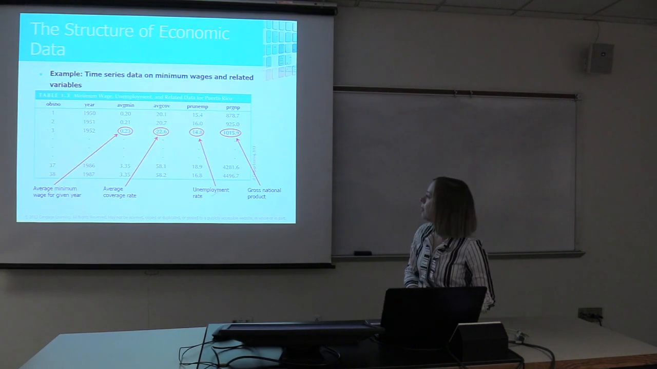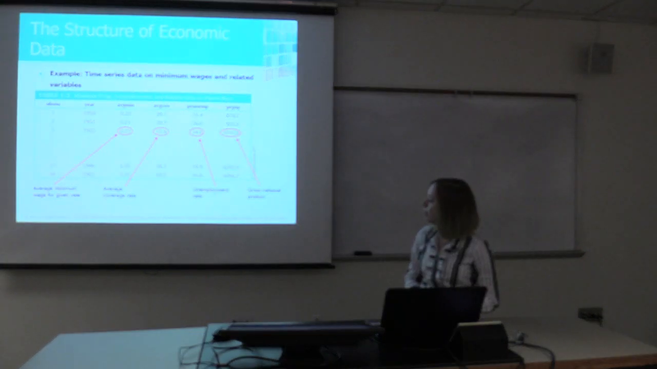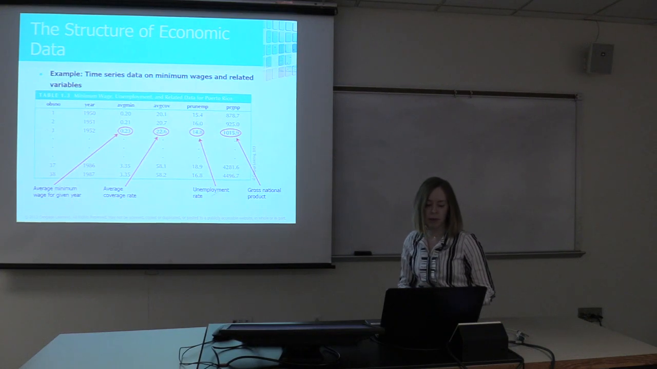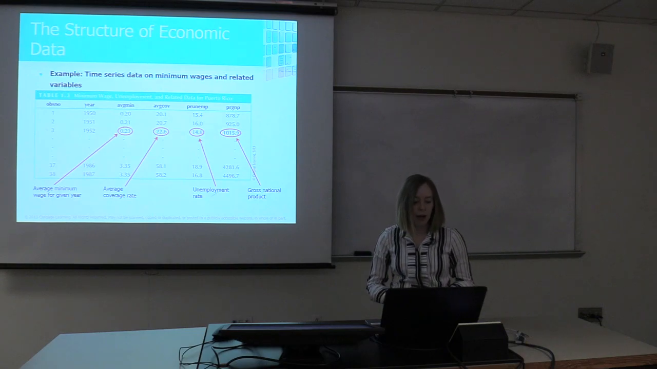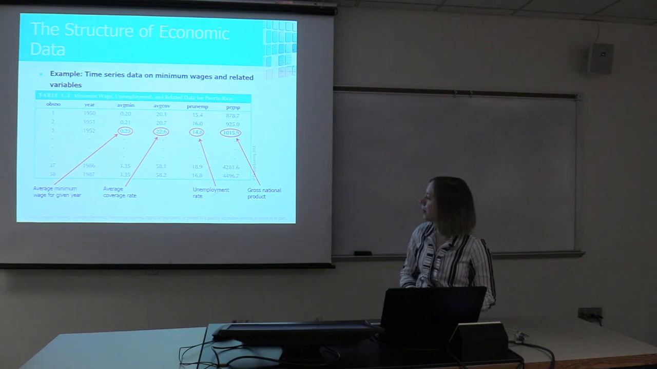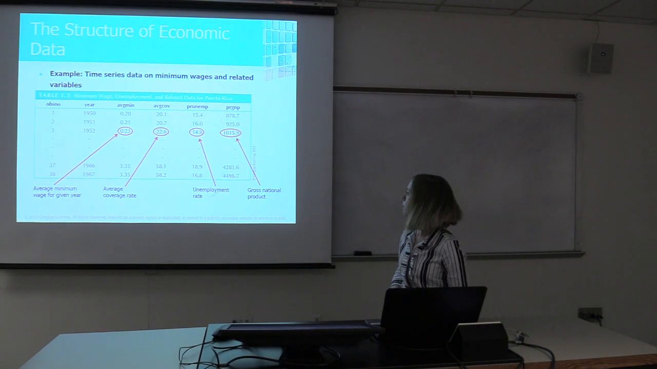Okay, here's an example of time series data. We've got 38 observations, so sort of a medium-sized data set. Instead of looking at different people, we're looking at different years. We're going from 1950 to 1987, so that's a pretty good time series study. We're looking at the minimum wage, the average coverage rate, which has to do with what percentage of the people are affected by minimum wage, the unemployment rate, and the gross national product.